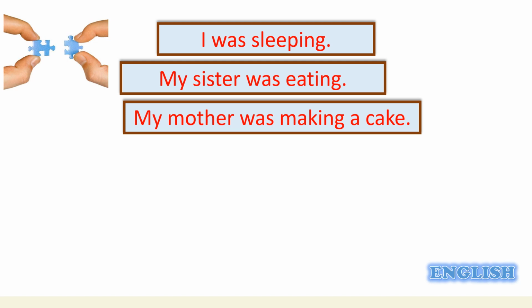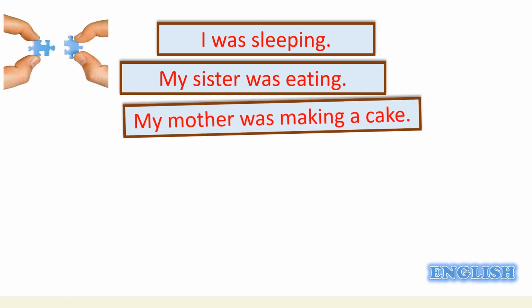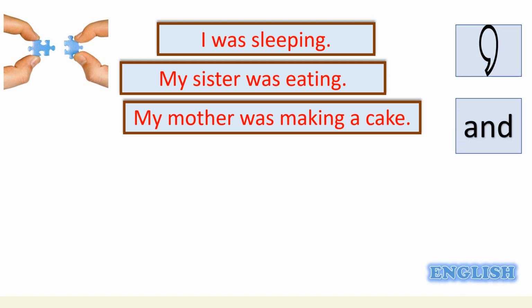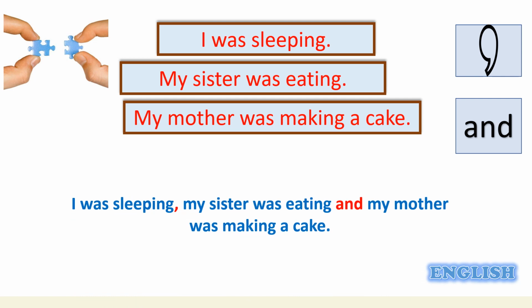Here is another example. I was sleeping, my sister was eating, my mother was making a cake. Can you connect these three sentences using comma and and? Wonderful! I was sleeping, comma, my sister was eating, and my mother was making a cake.